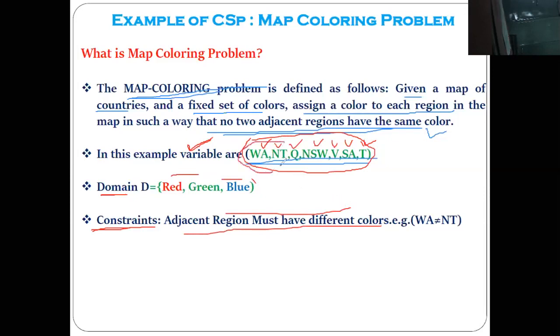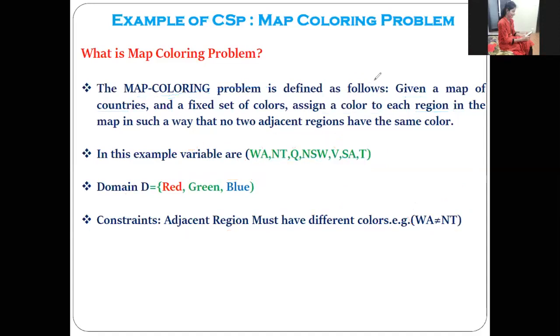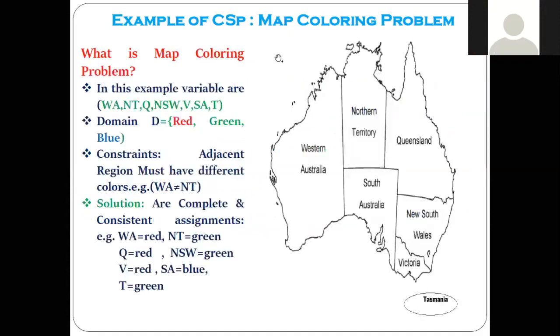For example, WA and NT are adjacent regions. They are neighbors of each other, so they should not have the same color, as I have written here. Understood this? Constraint understood? The constraint given for the map coloring problem? Yes, sir. Okay. Now, here a sample solution is given.